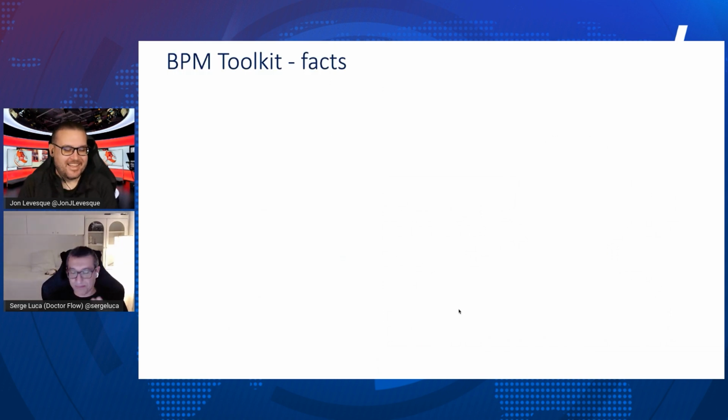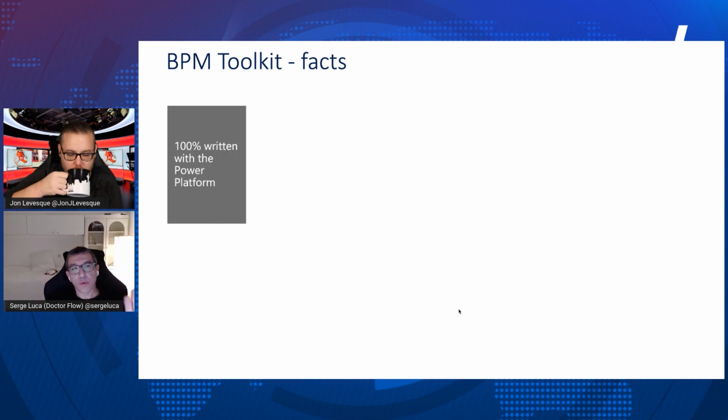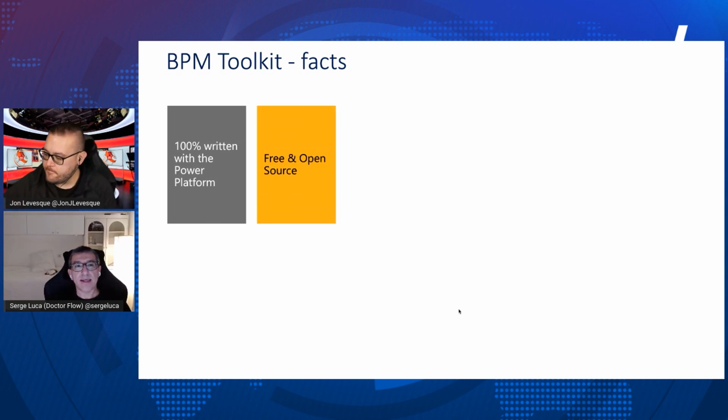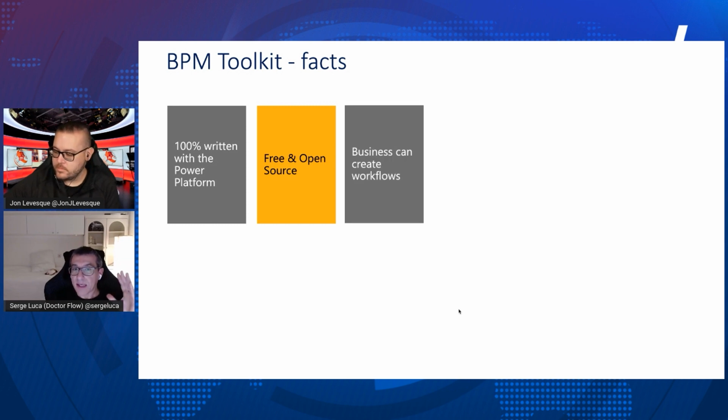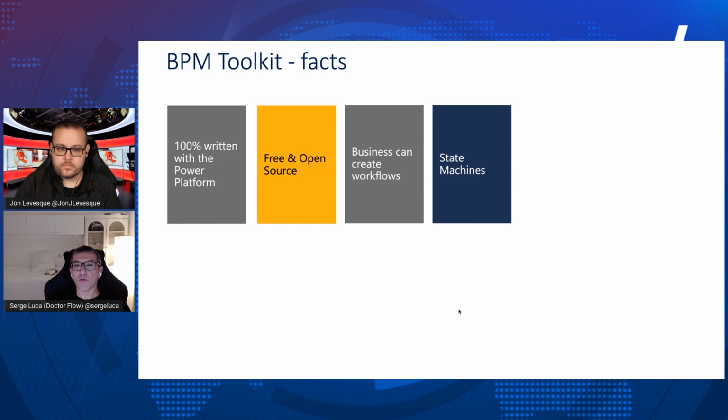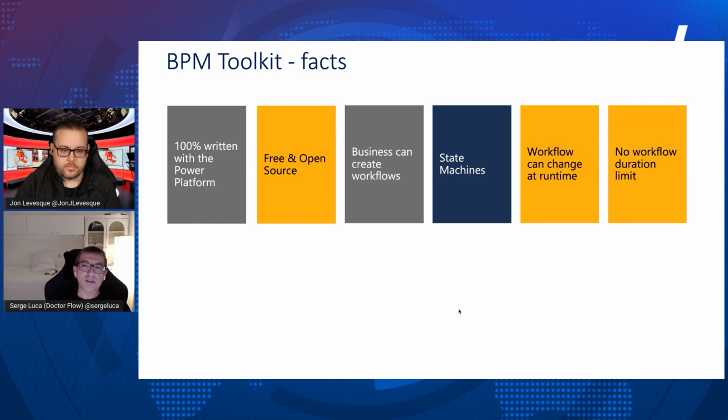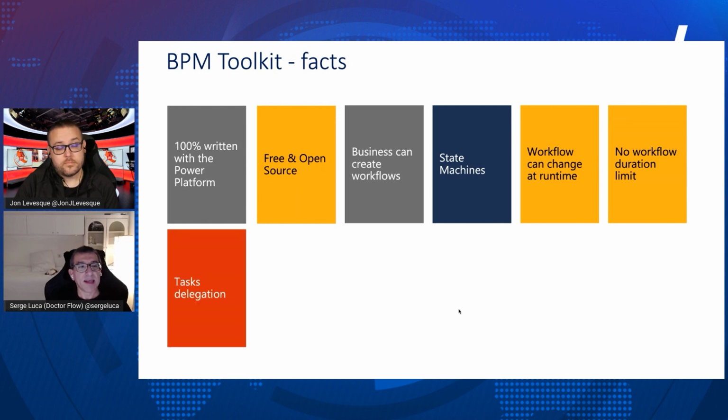If you remember, the BPM Toolkit is a kind of case management tool. It's a super approval tool, and it's 100% written with the Power Platform. It's free and open source. It's available on GitHub. Business can create workflow. They don't need to write code for creating their own workflow. We support state machine. Workflow can change at runtime. There's no workflow duration limit.